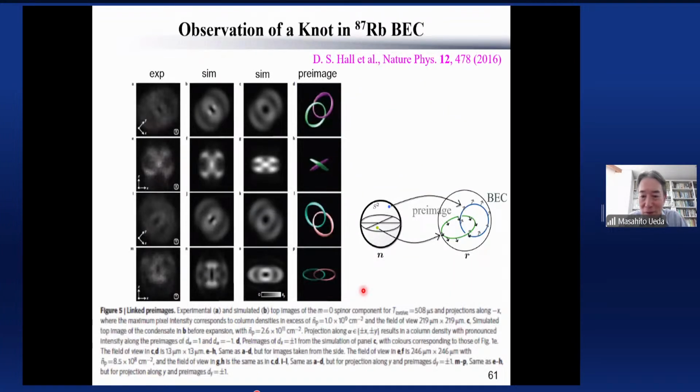And our prediction was demonstrated experimentally by Hall et al. Remarkably, they used a rubidium-87 condensate, which is actually ferromagnetic rather than polar. But they prepared the BEC initially in a polar phase and did the knot creation procedure as I discussed earlier, before the dynamical instability of the BEC sets in.